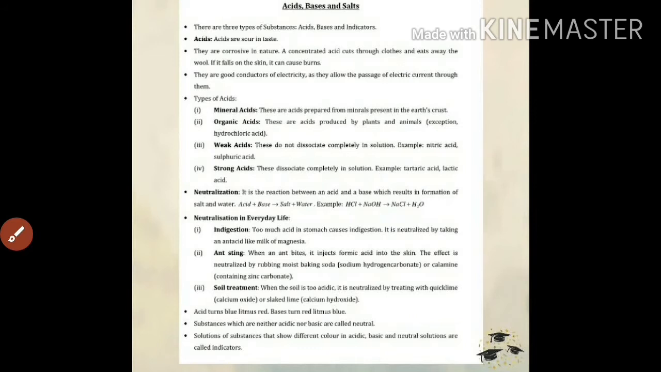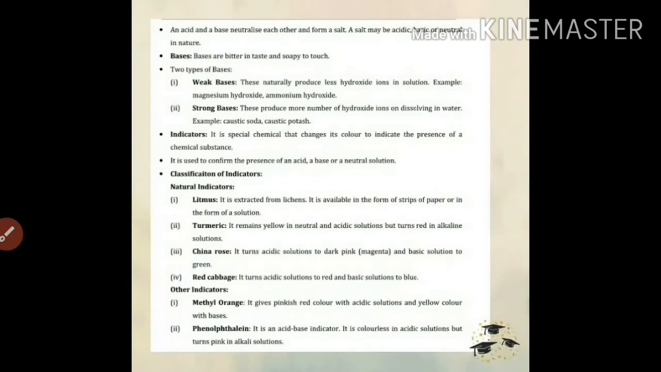Substances that show different colors in acidic, basic and neutral solutions are called indicators. So now we can understand about acids. So let's move further. An acid and a base neutralize each other and form a salt. A salt may be acidic, basic or neutral in nature. Means a salt can be acidic, basic and also neutral.